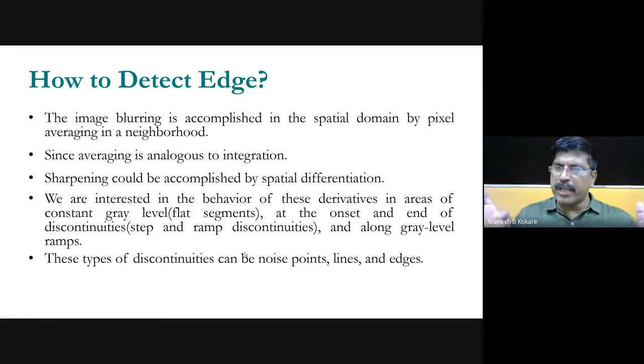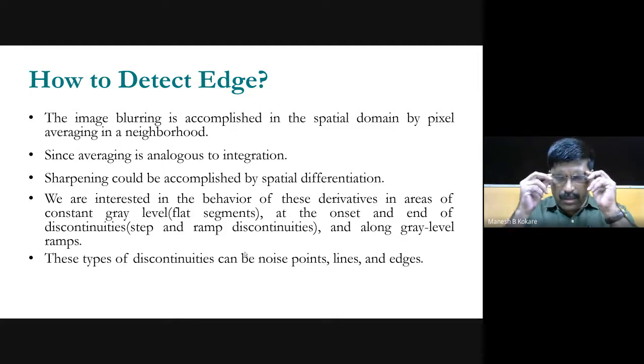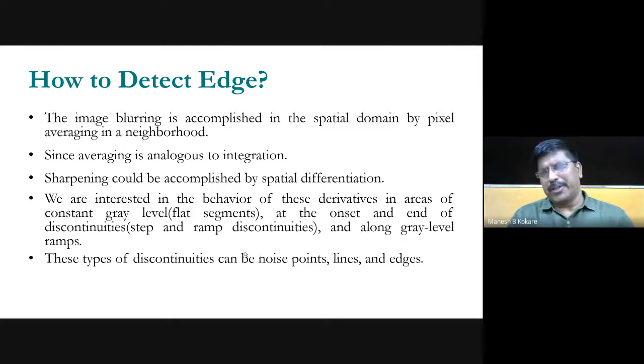For ideal edge detection, it should be noise free, meaning there should not be any false edge. There should not be multiple points of edges, meaning a 1 pixel thick edge should be detected. And it should be the actual edge. It should not be that the edge is somewhere and you have detected it somewhere else. So the location should be correct. Edge thickness should be 1 pixel wide, and it should avoid the false edges.